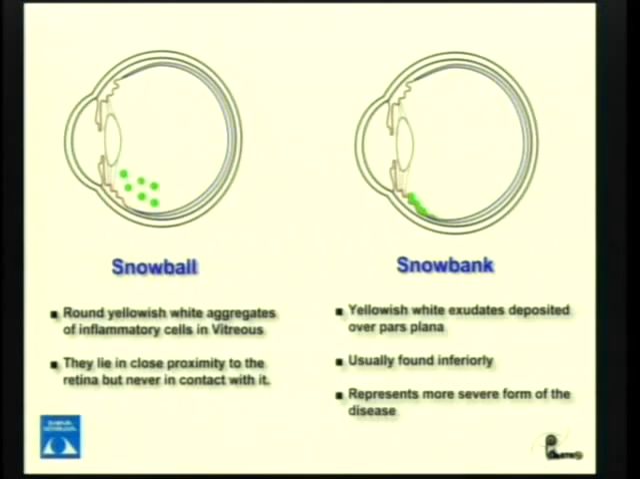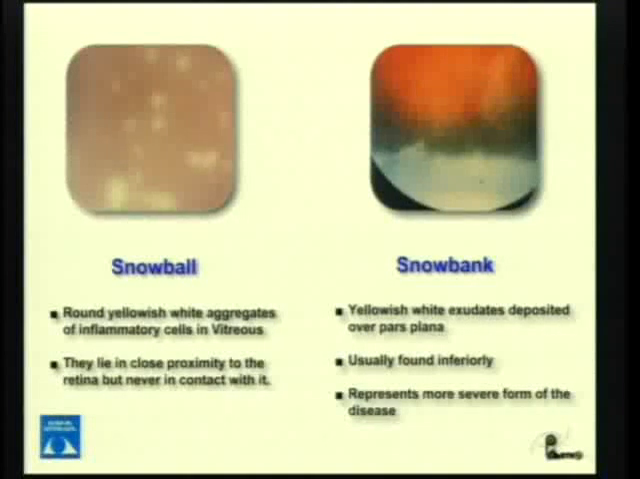Now, while evaluating a case of intermediate uveitis, it's very important to know the difference between snowballs and snowbanking. Snowballs are round yellowish exudates which lie in close proximity to the retina but are never in contact with the retina. Whereas snowbanking is the exudate deposited over the pars plana, and snowbanking represents a more severe form of intermediate uveitis. These are the clinical pictures of snowball and snowbank.